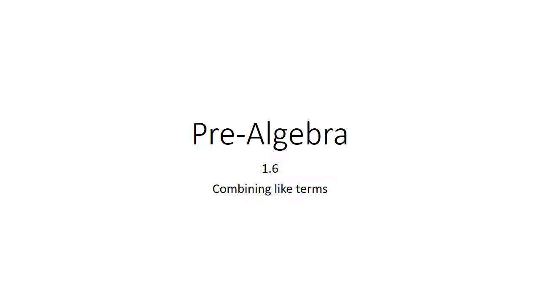This is pre-algebra lesson 1.6. Today we're going to be combining like terms, which is something you'll be doing a lot of when you get through the upper level math. Pre-algebra, algebra, geometry, trig, calculus, pre-calculus, algebra 2, any of those, you're going to be doing lots of combining like terms to make sure you can figure out what a like term is.